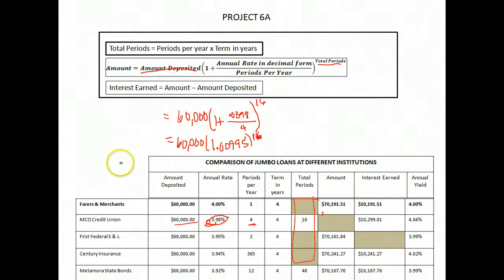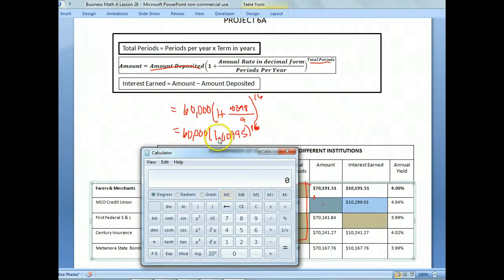I'm going to bring up a calculator real quick so that you can see exactly what buttons you would push. Okay, so we start with the 1.00995. The exponent button on this calculator is right here, and this is just the calculator on your computer. So the X to the Y button, then put in 16 and equals. So that gives us 1.17165.